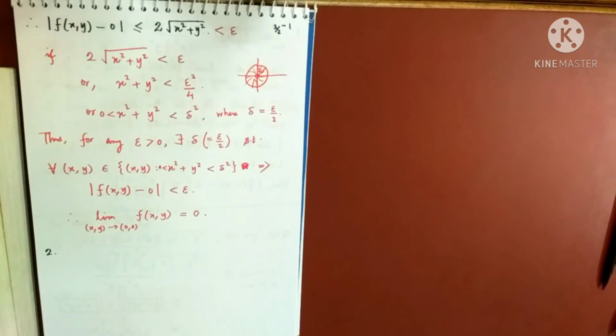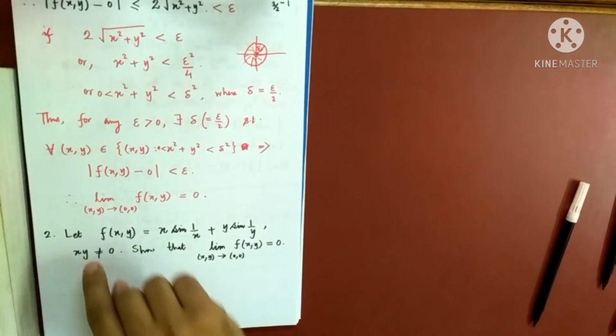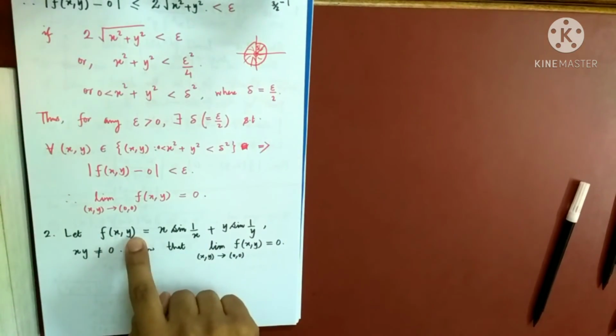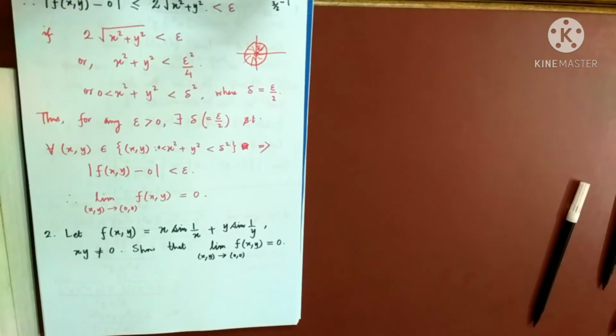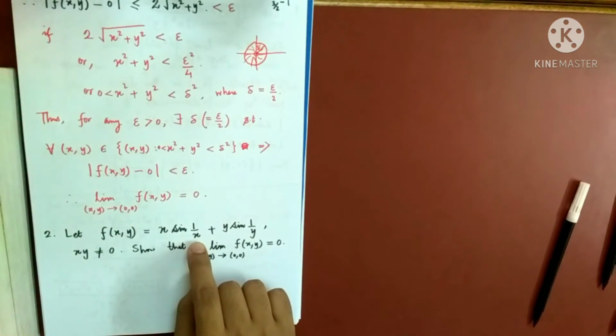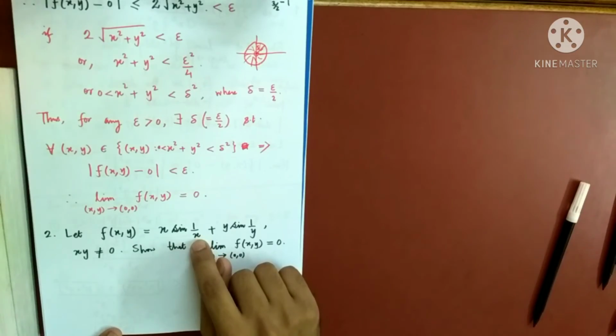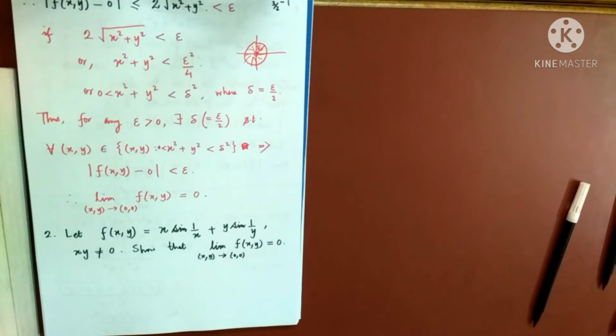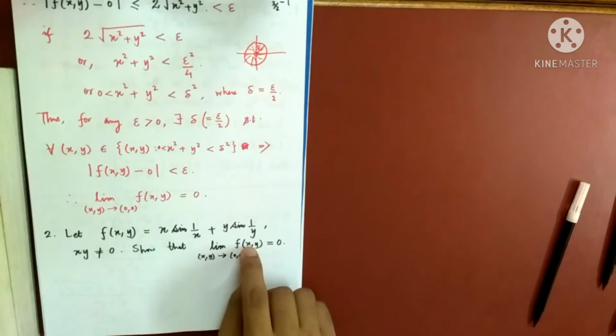So let me write the second question. This is the next question given to us. The function is f of x comma y, which is x sine y by x plus y sine 1 by y. What can you input in this function? You cannot input those points for which the x coordinate is 0, like 0, 1. Why can you not input 0, 1? Because sine 1 by x will not be defined at 0. So you cannot input 0, 1, 0, 2, 0, 3.5. You cannot input those points for which the x coordinate is 0. Also, you cannot input those points for which the y coordinate is 0.